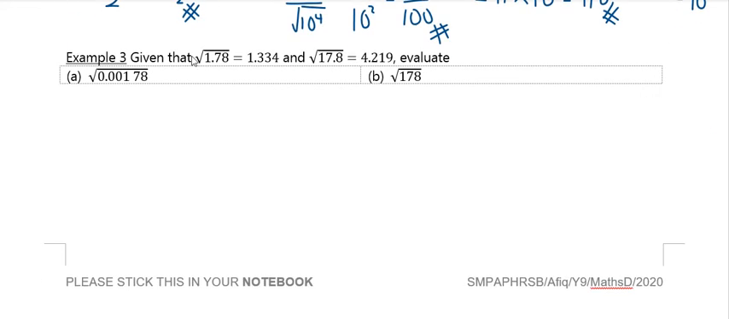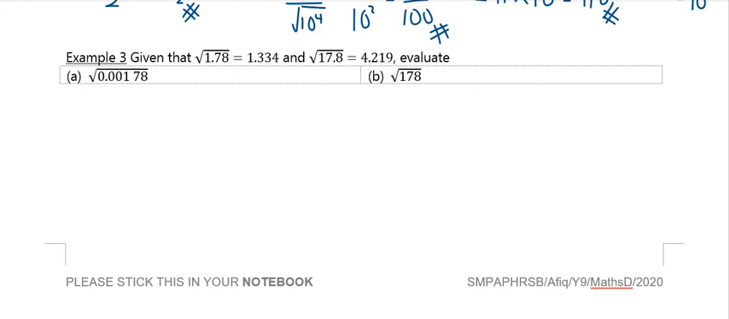This one will be quite challenging, but you can do it because you are given that the square root of 1.78 is approximately 1.334, and the square root of 17.8 is approximately 4.219. So evaluate this. Usually this one will appear on paper 1, so you can use a calculator when you want to find this.